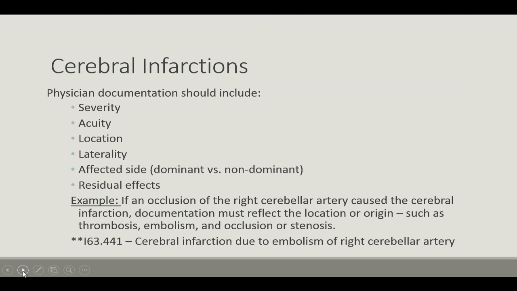The example here is if an occlusion of the right cerebellar artery causes cerebral infarction, the documentation must reflect that location, the right cerebellar artery, and the origin. Was it a thrombus, an embolism, or stenosis?